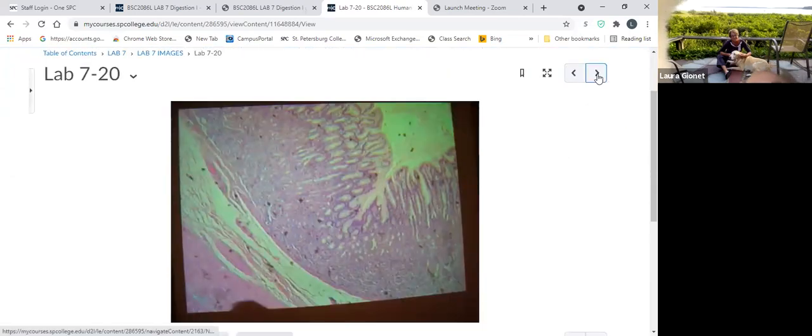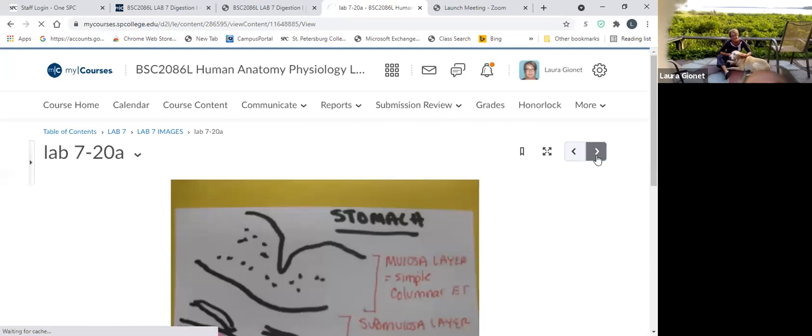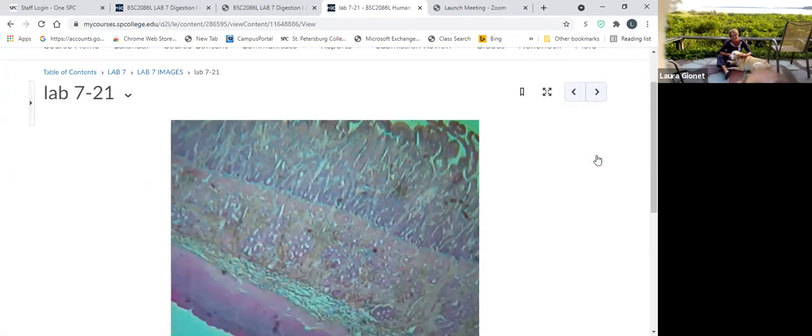This is a slide of the stomach. Generally I don't ask you that, so we're just going to skip over that. If you'd like to look at it, you can. I just don't ask.